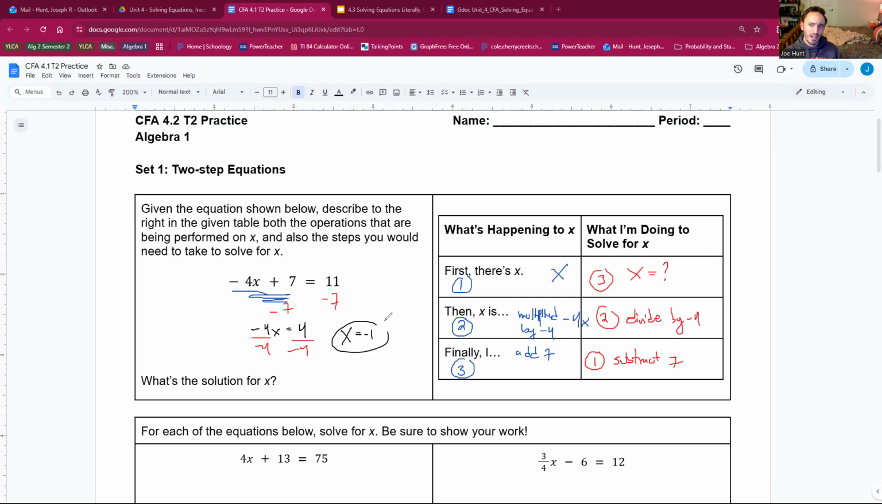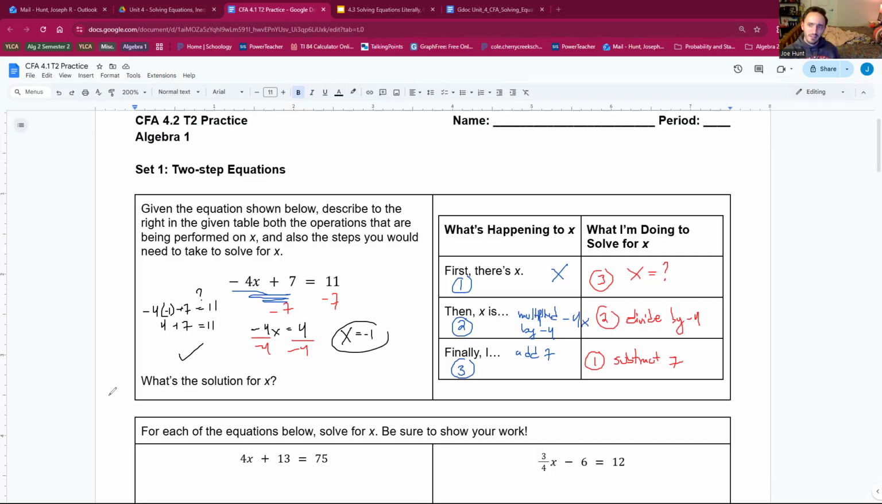Now, if I wanted to check that that actually is the solution, what I can do is plug it back in and see if I get the same thing on both sides. So if I do -4 times -1 plus 7, if that really does equal 11, I know I'm good to go. -4 times -1 is 4. 4 plus 7 really is 11, so it checks out. My math is good, and I know I found the solution. There's a way to verify these things.